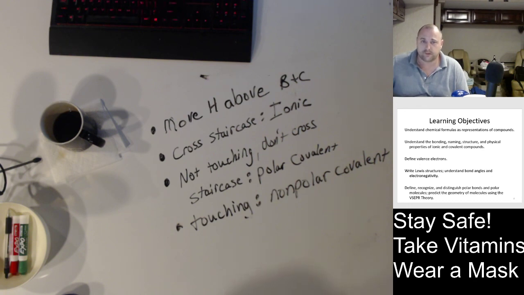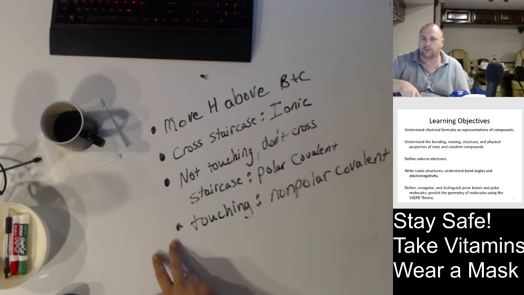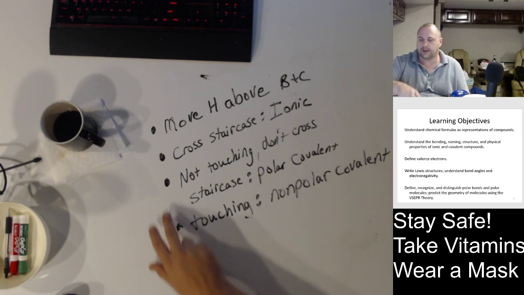You cross the staircase, it's ionic, which means a transfer. The one that's closest to cesium will be the one that loses the electrons. That's your positive charge, your cation. The one that is closest to fluorine will gain the electrons. It wants the electrons more, so it gains them. And that makes your negative charge your anion. Okay. Then when you get down here, we don't have those terms anion and cation.